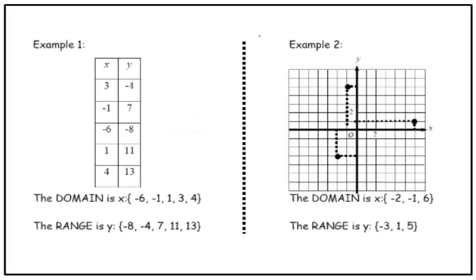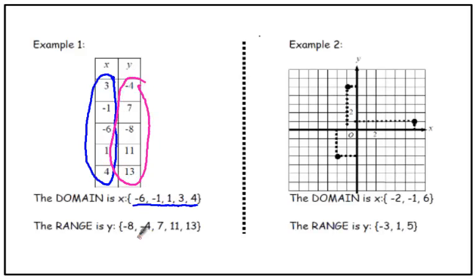Here are some examples using tables and graphs. The domain includes all of the x values, so 3, -1, -6, 1, and 4 were written down in a pair of brackets for the domain. The y values, -4, 7, -8, 11, and 13, were written down in a pair of brackets for the range. Notice they have been written in the form of least to greatest.